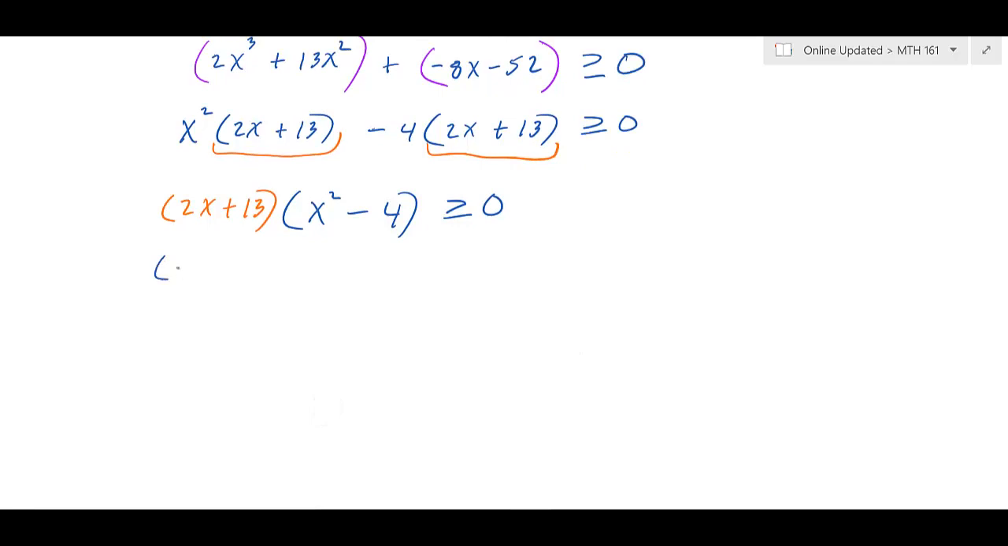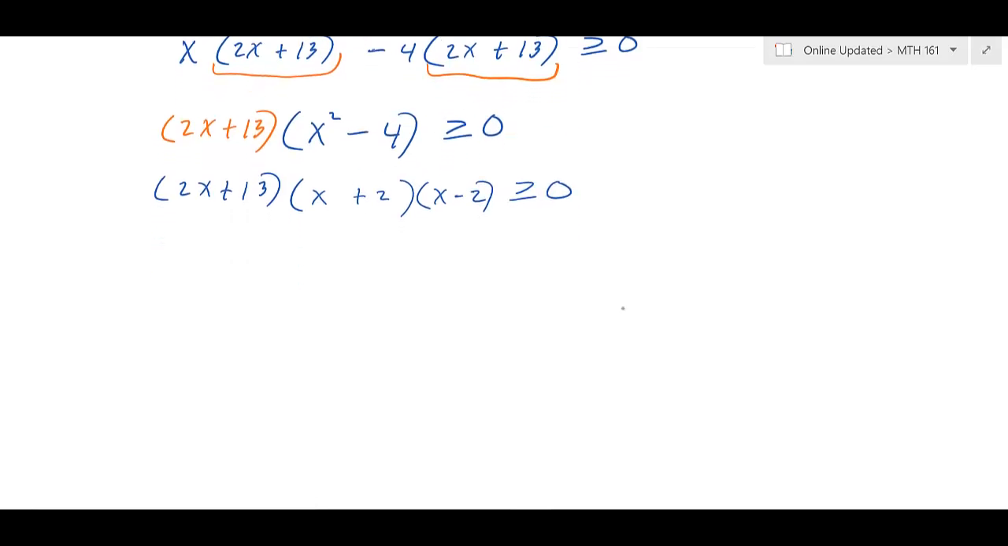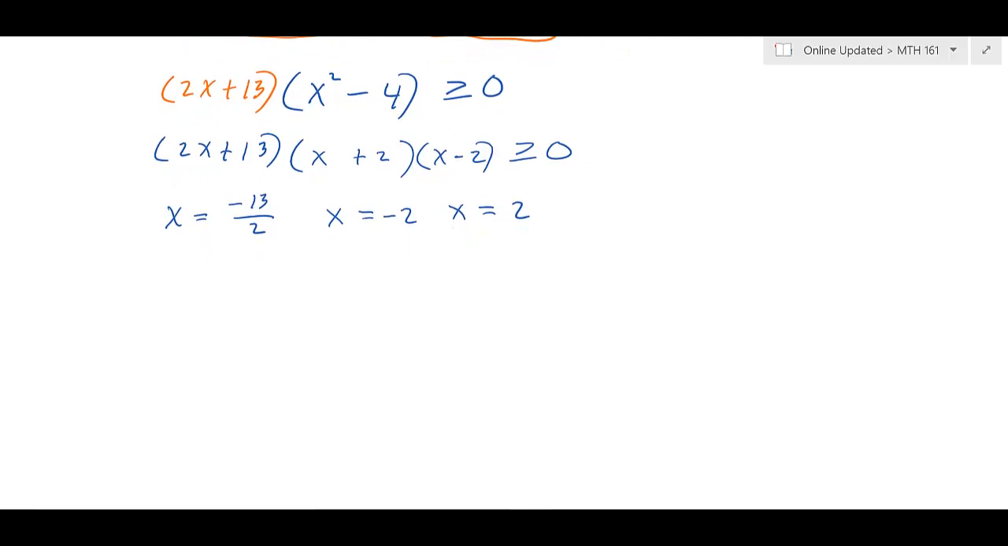From here, we have 2x plus 13, and we can go a step further. X squared minus 4, if you recognize this is a difference of squares, so we could factor this to x plus 2 and x minus 2. And now we can identify the zeros. So if we set this equal to 0, we'd eventually get what? X is equal to, move the 13, so it's a negative 13 divided by 2. X would be equal to a negative 2, and then if we move the 2 over, x is equal to a positive 2. So this gives us our zeros where the graph could possibly change sign.